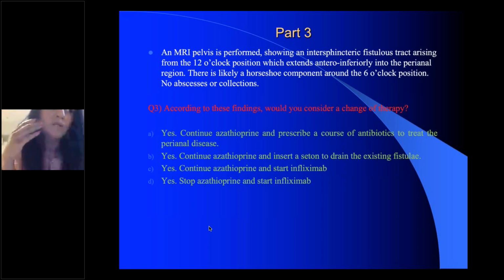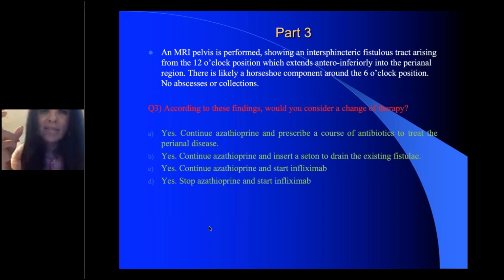So I've talked to you about the fact that we gave him azathioprine because he had severe disease and we knew he would need an immunomodulator. Now let's go through the options. Once he's on azathioprine, we know he's got a complicated horseshoe fistula. What would you do? The first one is, would you give azathioprine and antibiotics to treat the perianal disease? And actually, no. I would say no to this because the MRI pelvis has not identified any abscess that is drainable. So I don't think antibiotics are going to be required at this stage because if you're not seeing an abscess, what are you giving the antibiotics for exactly? He's already on azathioprine.